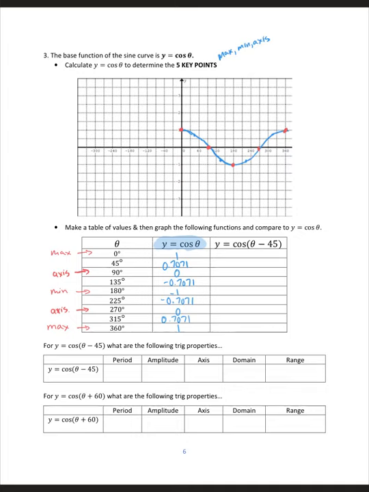So y equals the cosine of theta minus 45. Okay, so I'm going to start by just crossing out this first box because we don't need to do 0 minus 45.